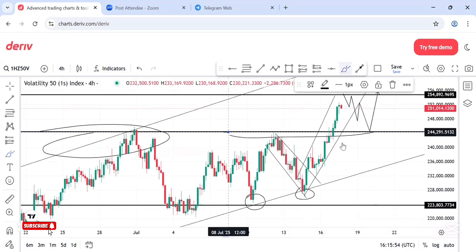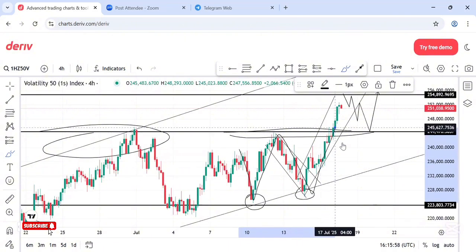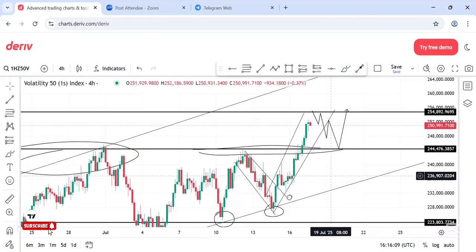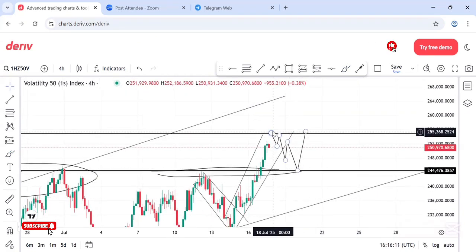Let's say this is the neckline of this double bottom formation. This is the formation we've got here. So there's a possibility of price coming to retest this neckline for a bullish continuation. I believe that makes sense. We could see price come retest that level for a bullish continuation after getting the sells from here.